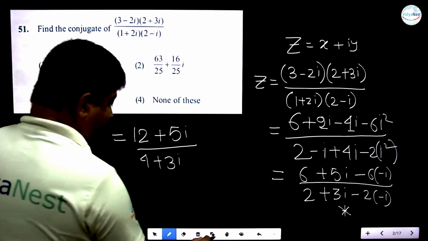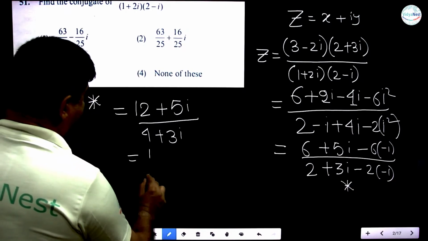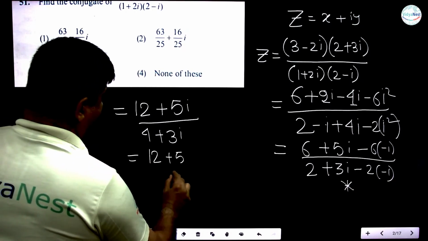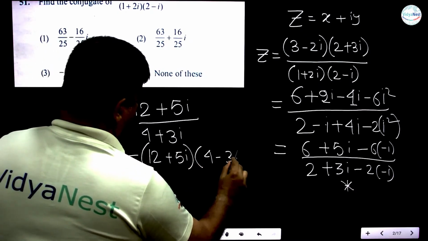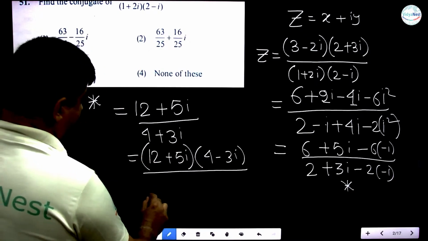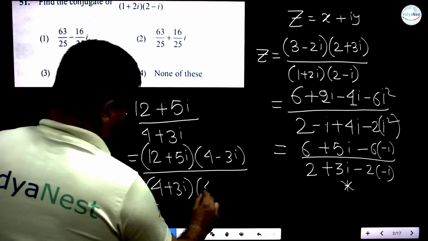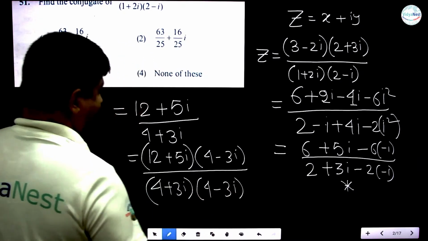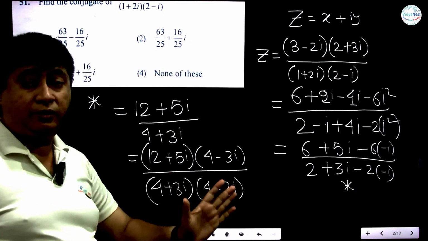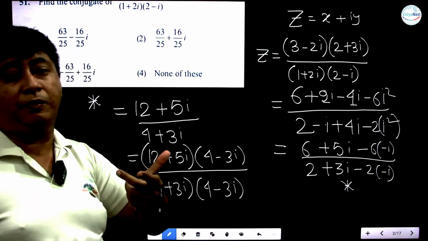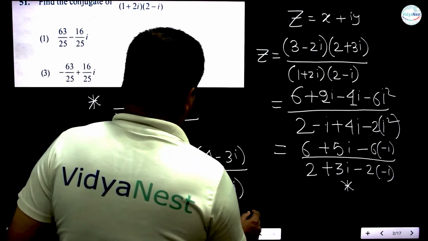Okay? So I have to multiply by the conjugate. 12 plus 5i by 4 plus 3i, multiplied by 4 minus 3i by 4 minus 3i. So in the denominator, according to the rule, a plus ib times a minus ib, you know, is a square plus b square, because i square is minus 1.